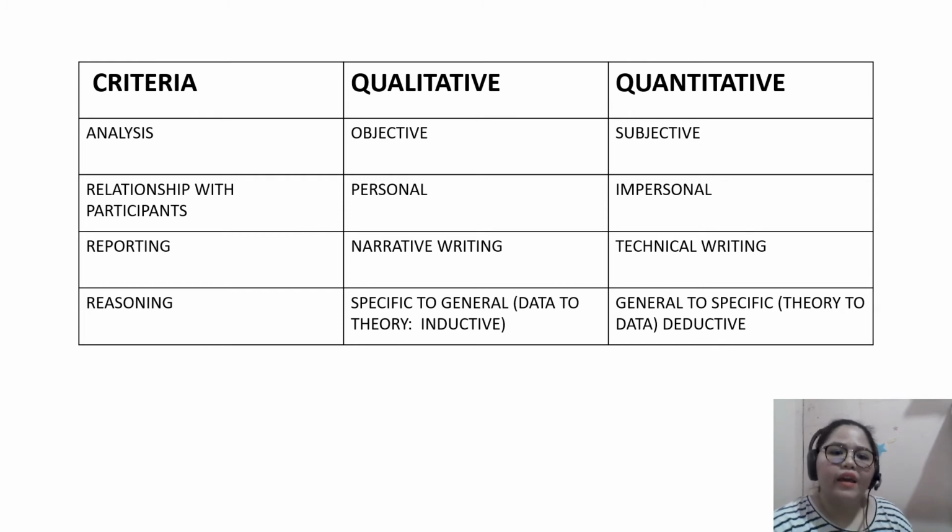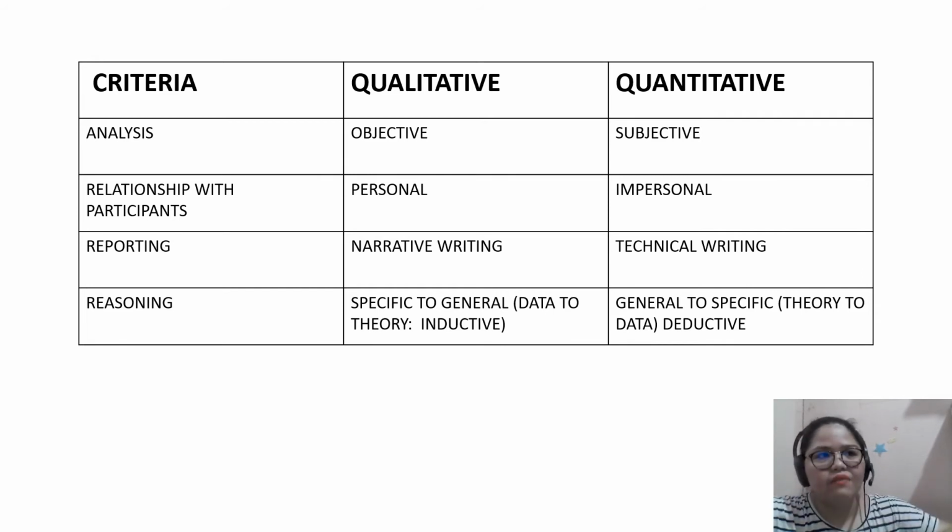And then for reasoning, it is specific to general, that is inductive. Like the triangle I mentioned earlier, you come up with a specific one, and then you generalize based on your experience. You come up with a solution, probably what you have experienced. It is experiential learning, if that's qualitative. When we talk about quantitative, it is from theory to data, so it goes from this to this, an inverted pyramid.